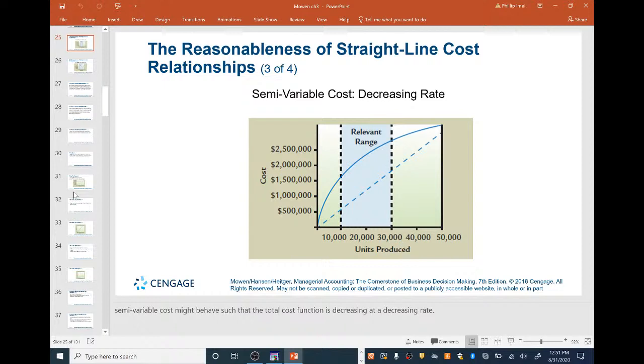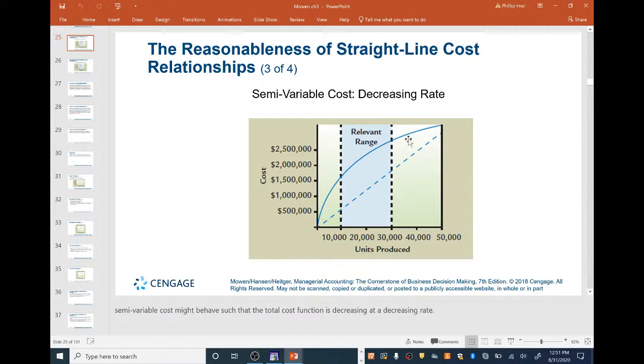So semi-variable cost, the decreasing rate. Obviously, we see here units produced, 10,000. As we move to the right, it's more units produced. This is a straight line assumption with the perforated line right here. Here's our relevant range of output produced. In this case, it looks like 15,000 to 30,000 is their relevant range.